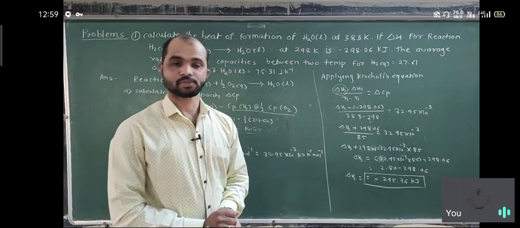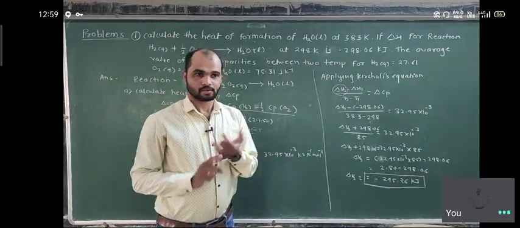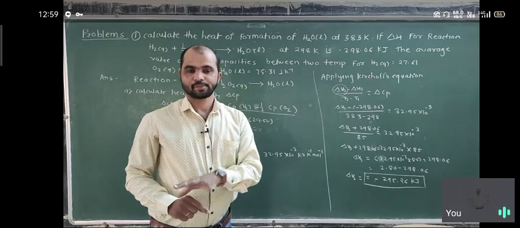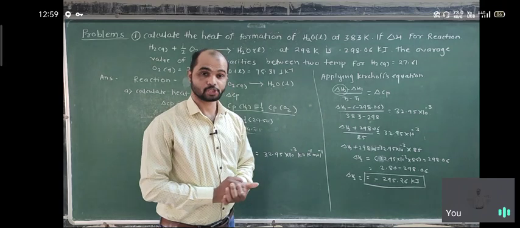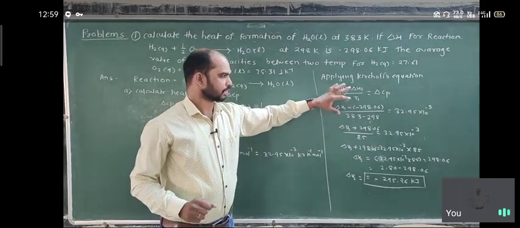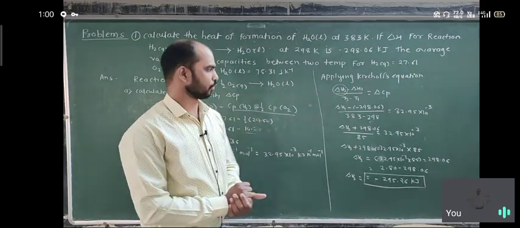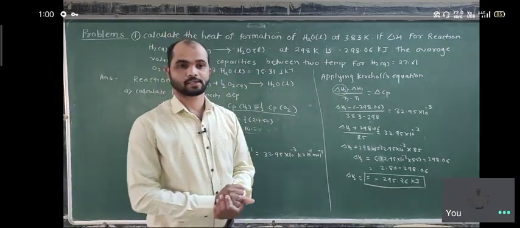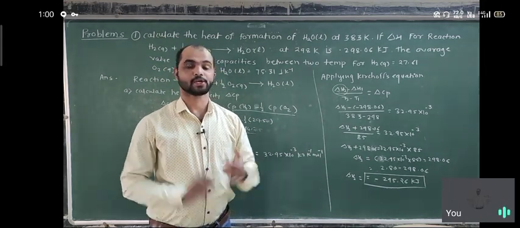Using Kirchhoff's equation, we can find out the heat of reaction at initial temperature or final temperature, or we can calculate the delta Cp also if all the values are given. So if some parameters are given, using Kirchhoff's equation we can find out the change in heat capacity, or we can calculate heat of reaction at two temperatures.